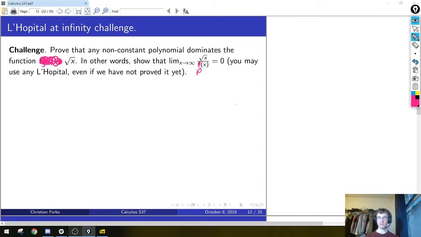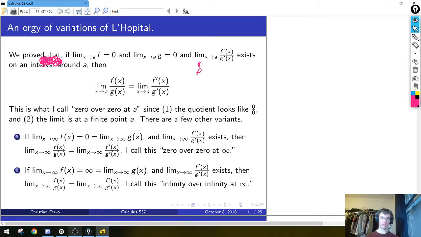Okay, anyway, suppose we want to prove this, what should we do? I guess we can begin by calculating it. It says we can use any L'Hopital. Yes. So which one in the orgy do you think would be productive to use?